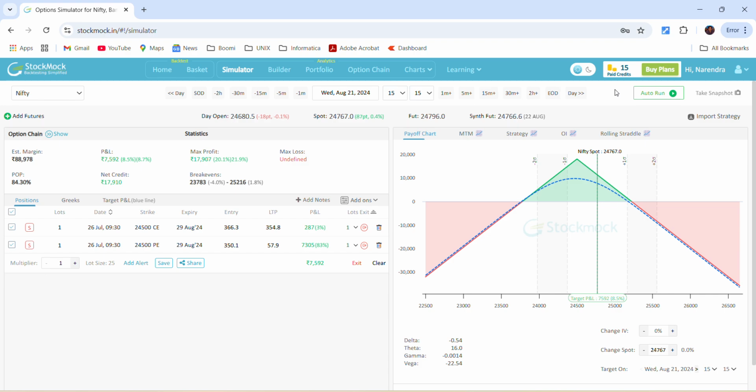So we'll take another example in our next video: if the market moves directionally from the starting day, how we can adjust our strategy, what those adjustments are, and how we can come out with a minimum loss or convert our losses into profit.